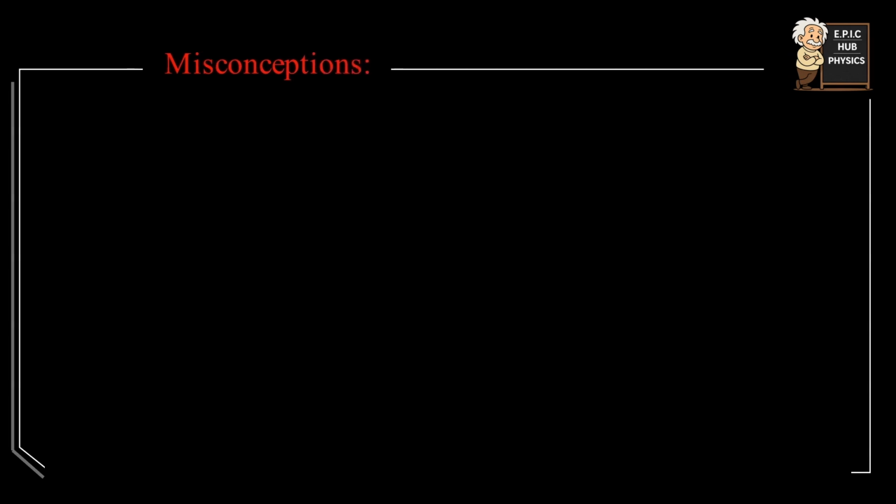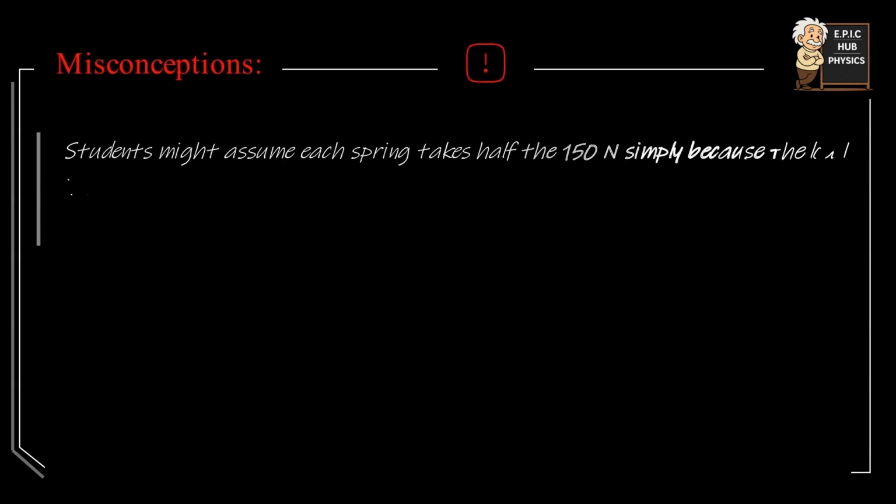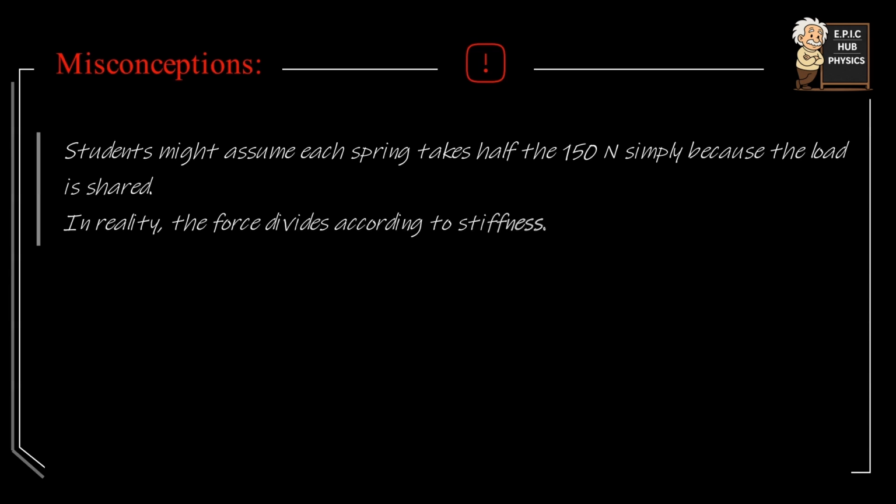Now let's consider a common misconception. Some students assume that each spring simply carries half of the total 150 newtons because the load is shared. However, the force does not divide equally unless the springs have the same stiffness. In a parallel system, the forces carried by the springs depend on their spring constants. The stiffer spring carries a larger portion of the load.